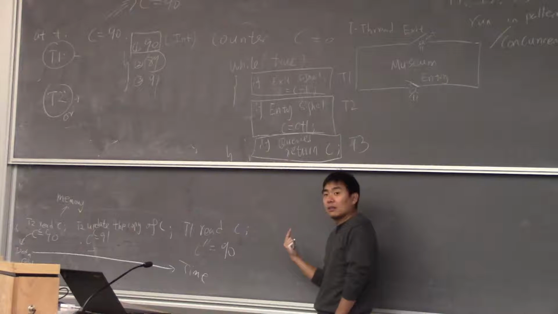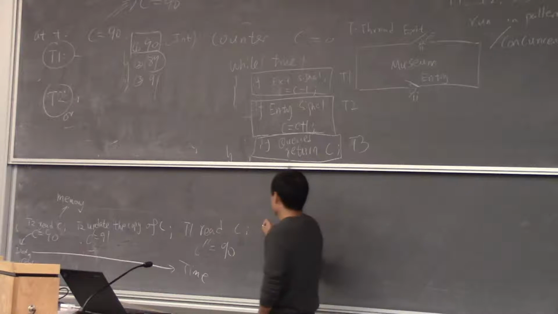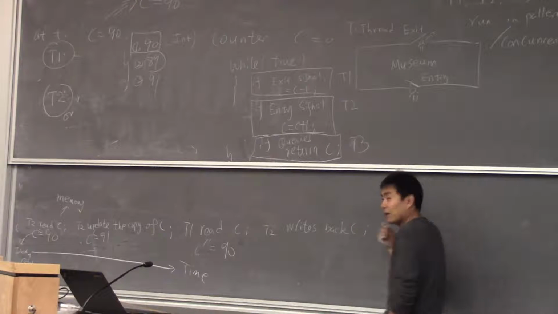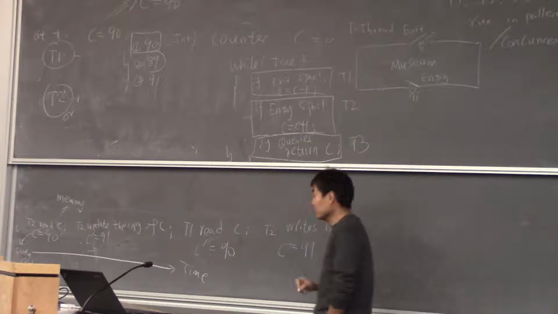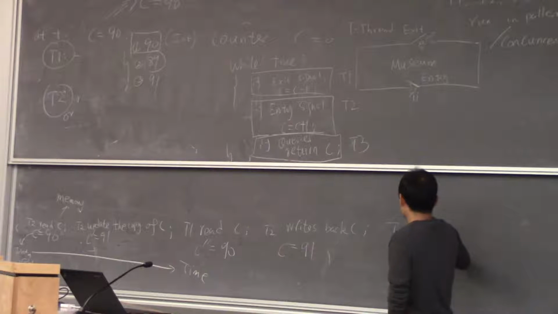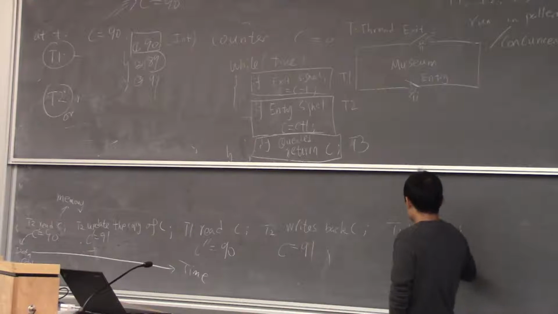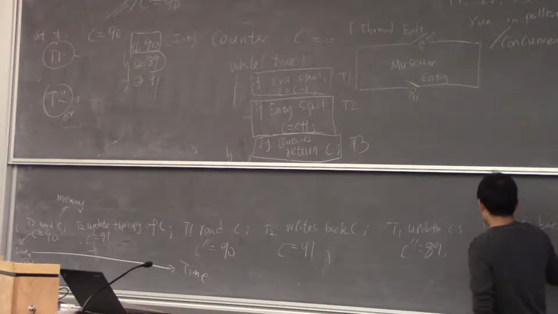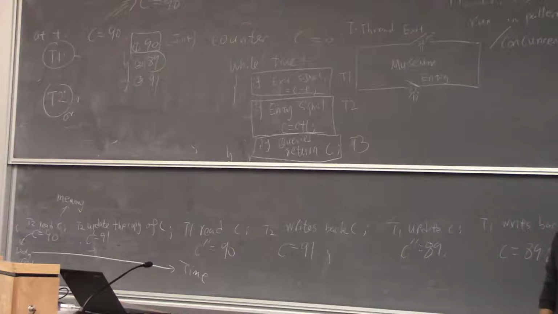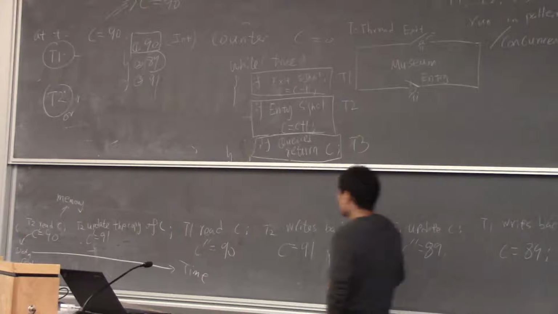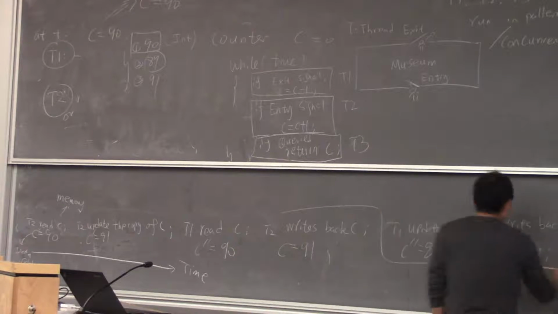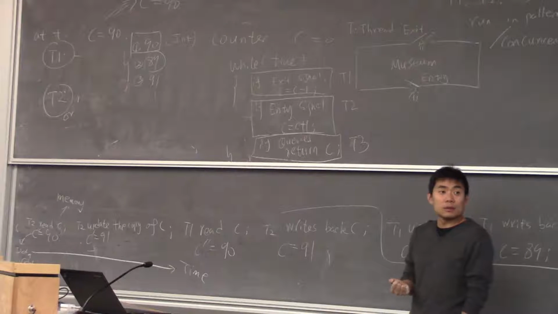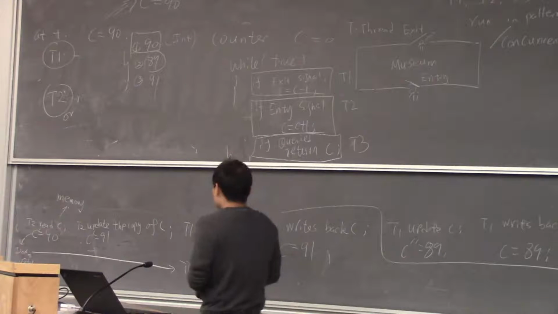After this, multiple sequences of events are possible. Let's say T2 writes back C, and what happens? The value of C now becomes 91. And finally, the final value of C equals 89. Do you follow me? Yeah? How do you get 91? Well, all you need to do is to change this sequence. And then the final value will be 91. Okay? Of course, you can get 90 as well.